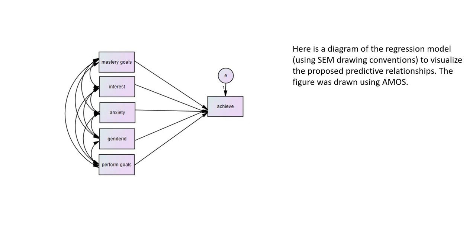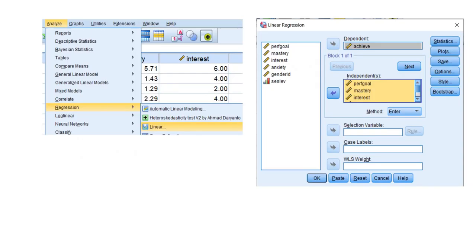So this is the basic model that we're going to be running. This is just a diagram that I drew up using the Amos program just to give you a visual for what we're doing. Just before we actually get into a real-time demonstration, I just want to show you some of the screens that we're going to be working with to run our analysis.